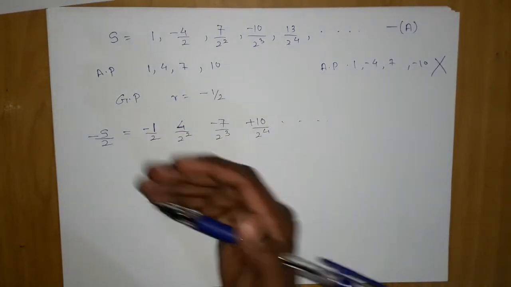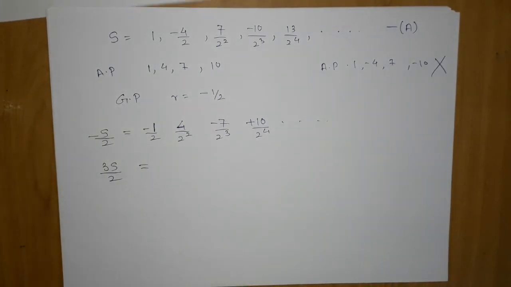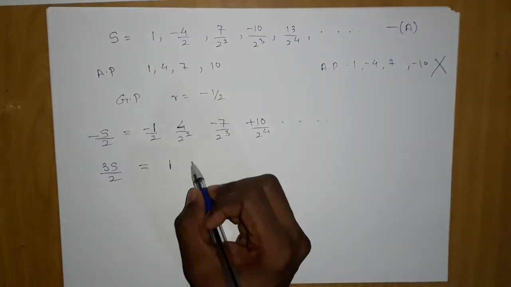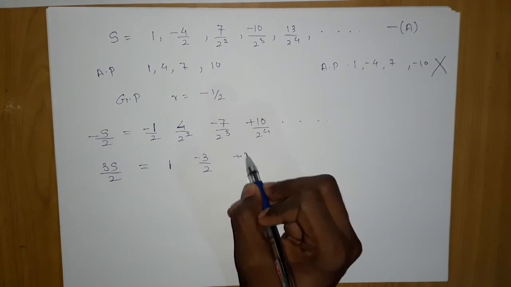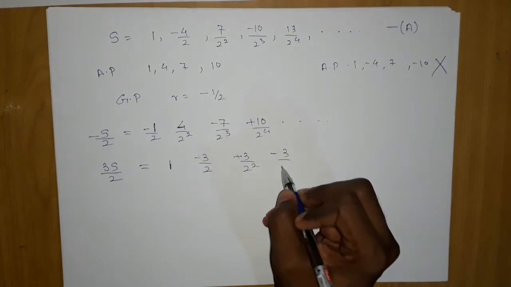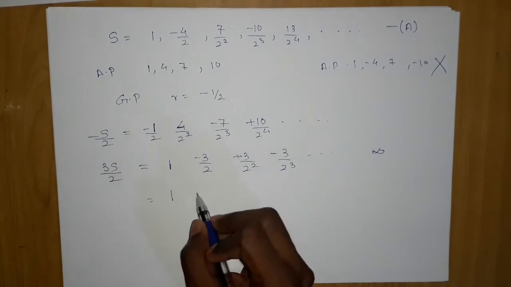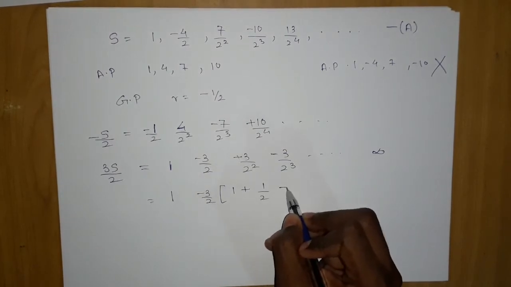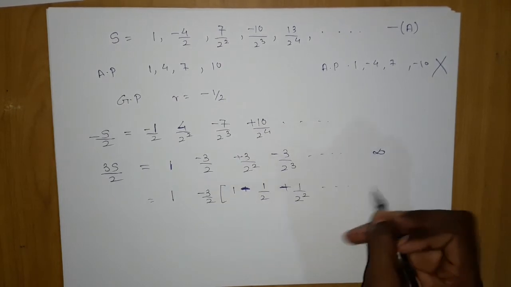If I subtract this, it will become plus, which will give me 3S by 2. Now this one will come as it is. Minus into minus will become plus, and minus 4 plus 1 will give me minus 3 by 2. Similarly here, 7 minus 4 will give me plus 3 by 2 power 2. Here minus 10 plus 7 will give me minus 3 by 2 power 3, and so on till infinity. If I take minus 3 by 2 common, we usually make the first term 1, then we get 1, minus 1 by 2, plus 1 by 2 square, and so on to infinity.